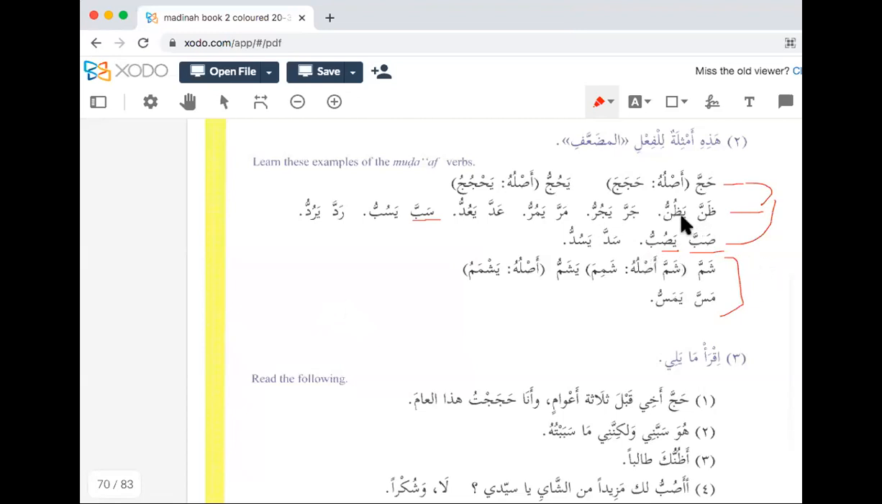Jayid. All of these examples are examples of fi'l al-mudha'af, where you can notice the middle letter, are they all the same? Yes. The ayn of the kalima has a dhamma. The ayn of the kalima has a dhamma.